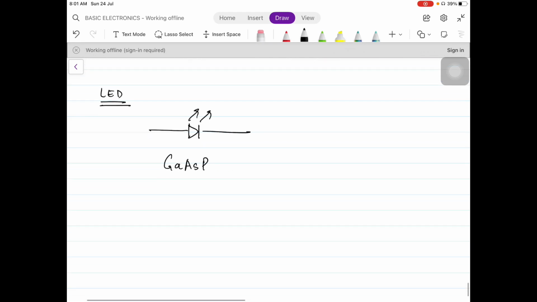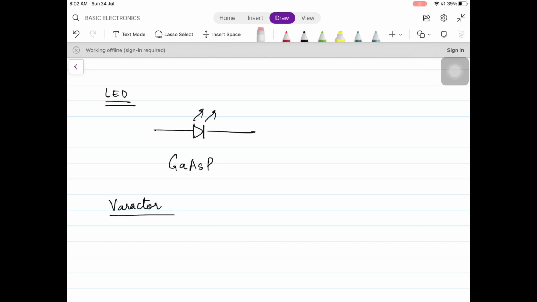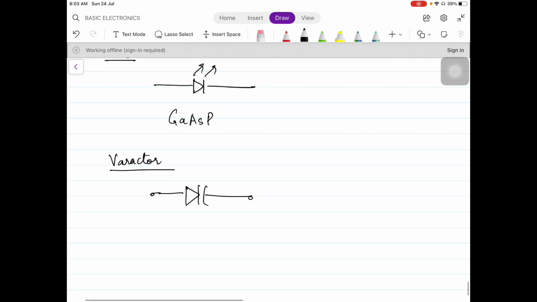Another is varactor diode. Varactor diode, the name has come from variable capacitor, and the symbol is like this. So this is varactor diode. It works in the reverse biased region, and the depletion layer of the reverse biased region behaves as the dielectric over here. Capacitance is given as epsilon A by D. This is mainly used for tuning of these things.